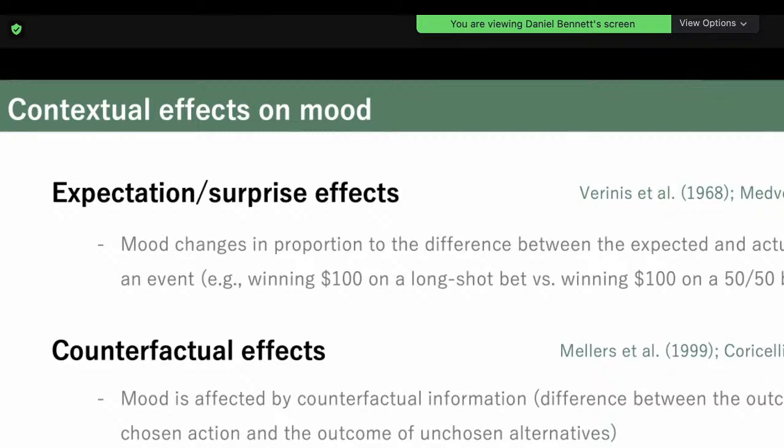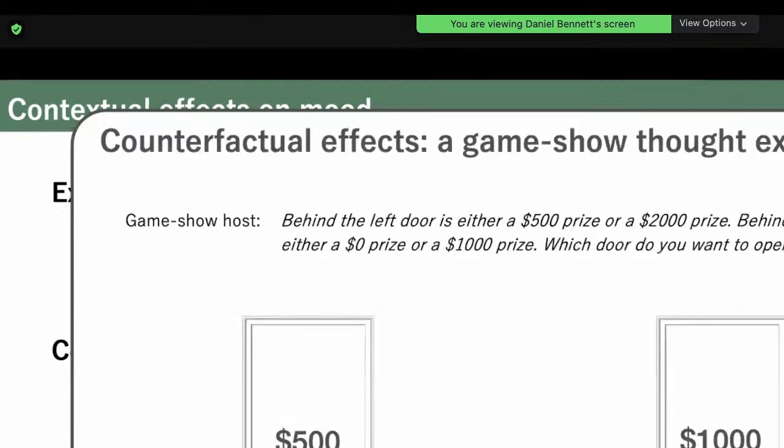And that also interacts with the positive and negative outcomes? It does, yeah. There are asymmetries in all of these. The general finding is that negative is stronger than positive. So if we go back to the counterfactual example, if you'd chosen the left and you could have got more if you'd chosen the right, that negative emotion is in most people stronger than the positive emotion that you would get if you had chosen the right and you could have got the left. That's on average, not in every single person.